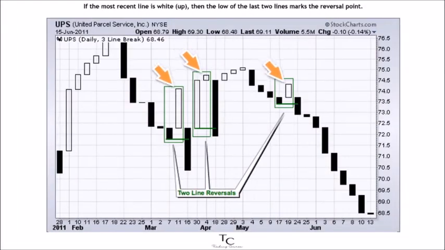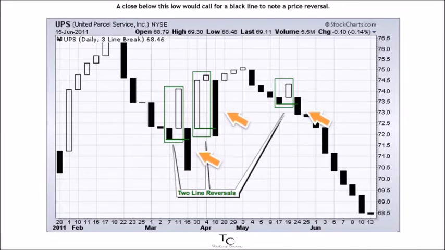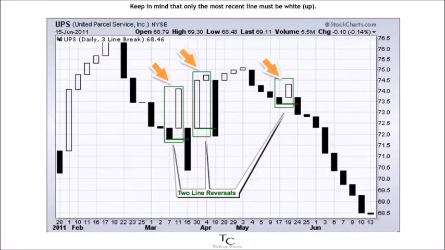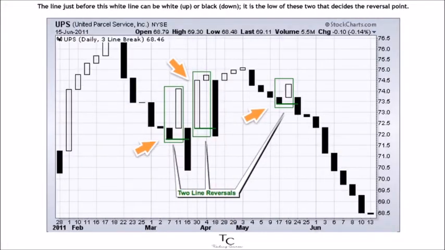If the most recent line is white, up, then the low of the last two lines marks the reversal point. A close below this low would call for a black line to note a price reversal. Keep in mind that only the most recent line must be white, up. The line just before this white line can be white, up, or black, down. It is the low of these two that decides the reversal point.